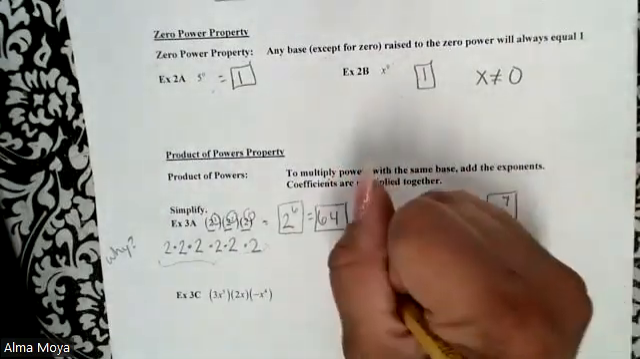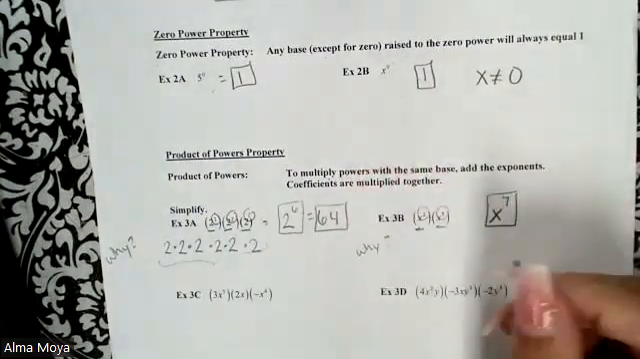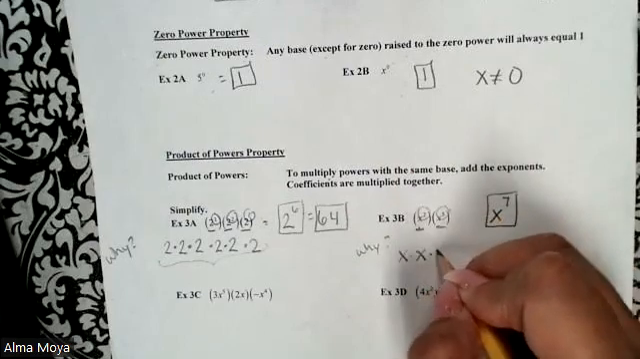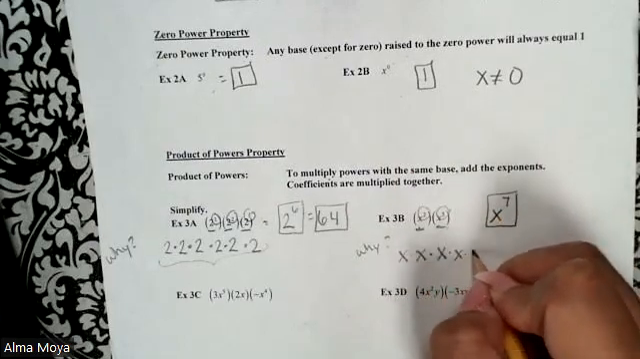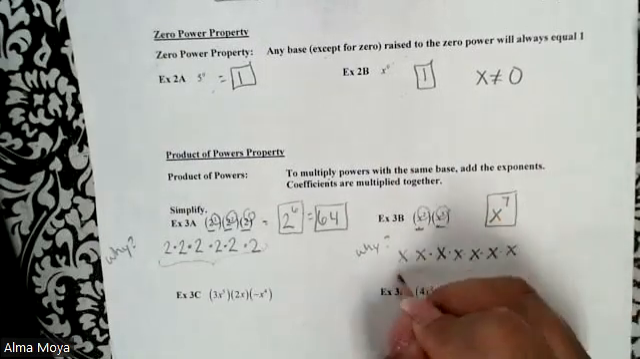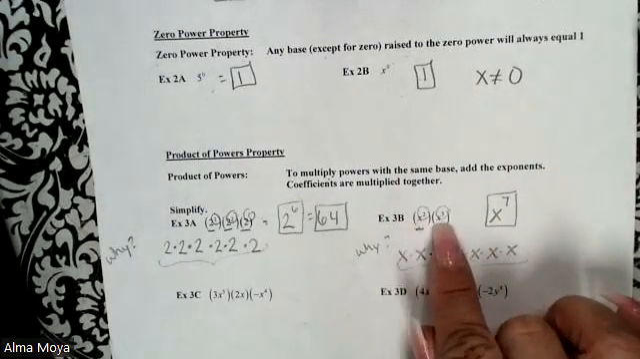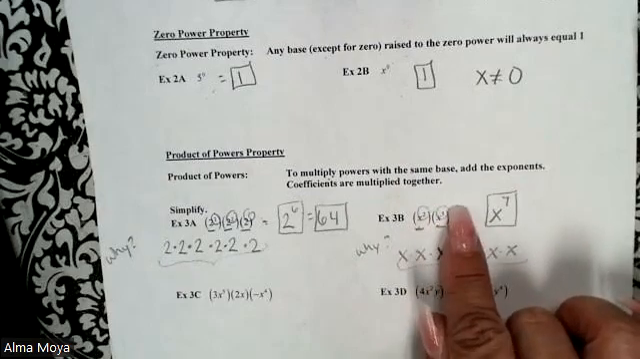And the reason why this is x to the 7 is because here you have x squared, so that's 2 x's. Right here you have 5 x's, so that's 1, 2, 3, 4, 5. So what happens? You have a total of 7 x's. So when you have the same base, make sure that you add up the exponents.